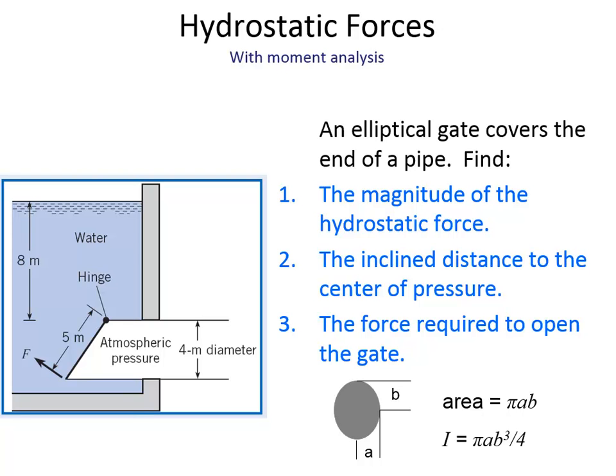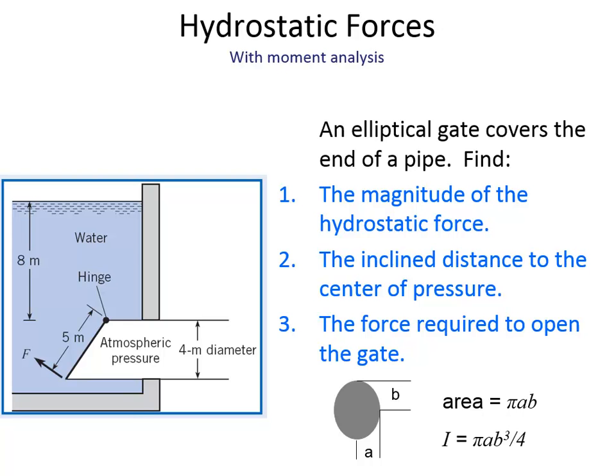The magnitude of the force is delta H gamma times area. So what is delta H? The distance from the top to the centroid. Well, here's the centroid. It's going to be 8 meters from the water surface down to that hinge, and then another 2 vertical meters to the centroid, because you can see that's a 4-meter diameter pipe. So the vertical component of that to the centroid will be 2. So delta H is 10 meters.